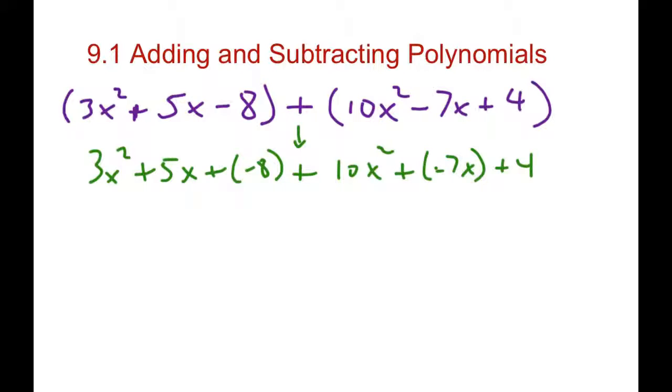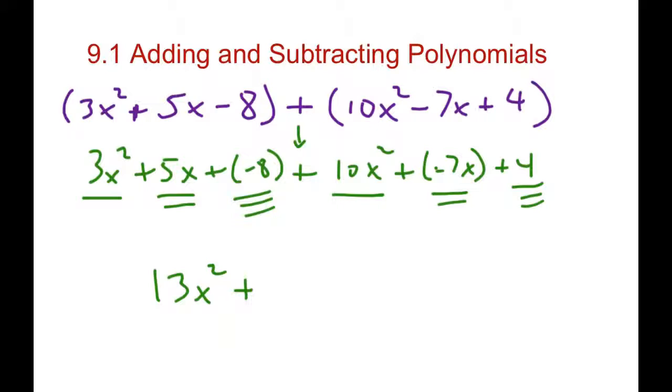All right, now this is just a matter of collecting like terms. We've done this before. So everything that has the same variable part. So I see a 3x squared and a 10x squared, they're like terms. I see a 5x and a negative 7x, they're like terms. And a negative 8 and a positive 4 are like terms. So we can add our like terms. 3x squared, 10x squared is 13x squared.